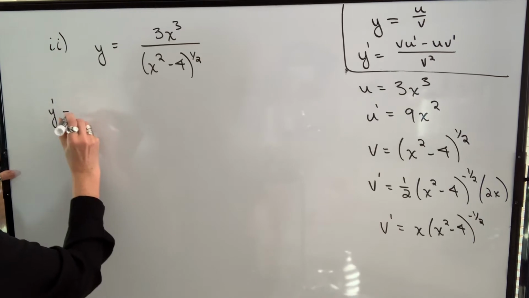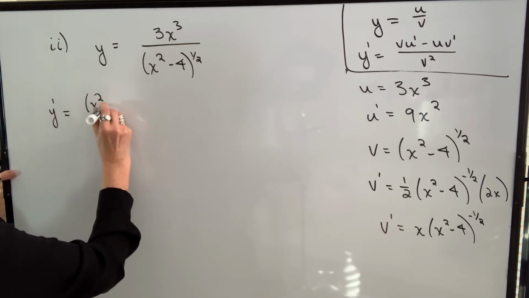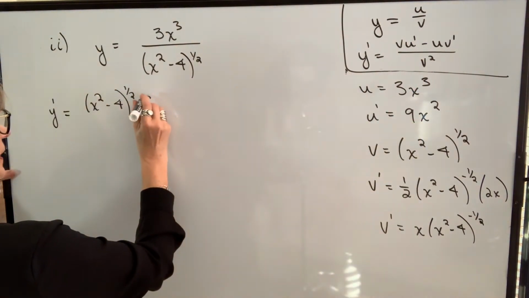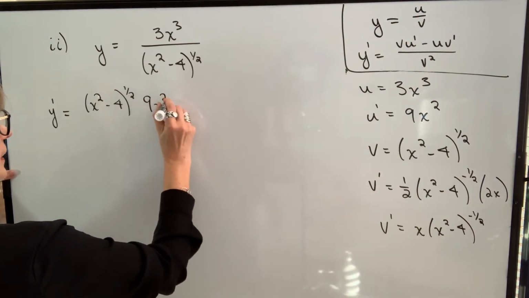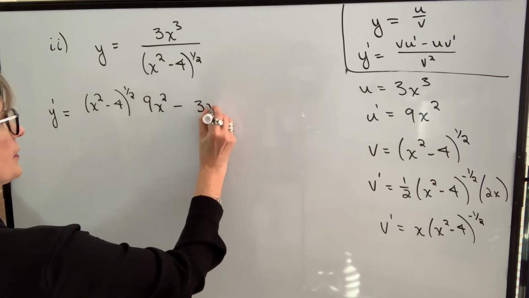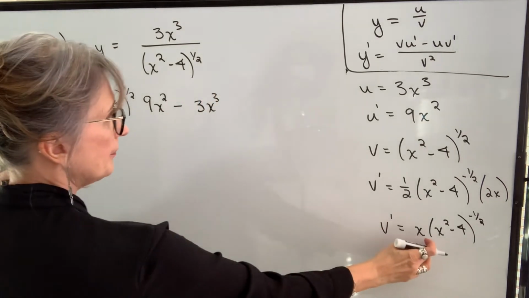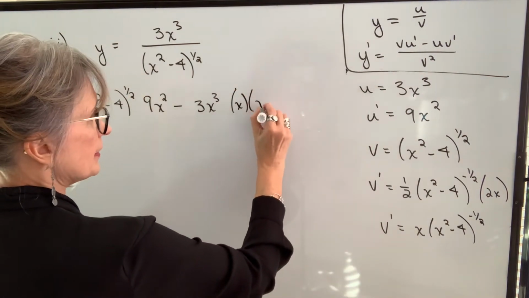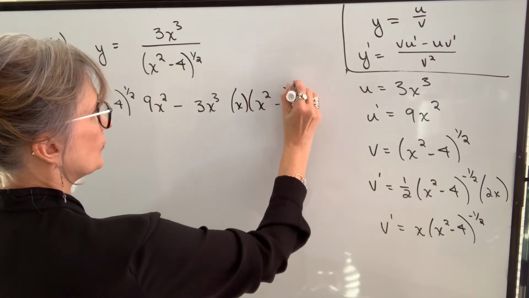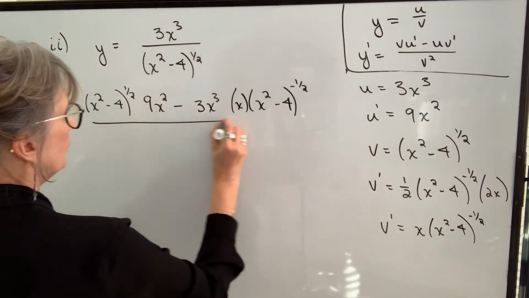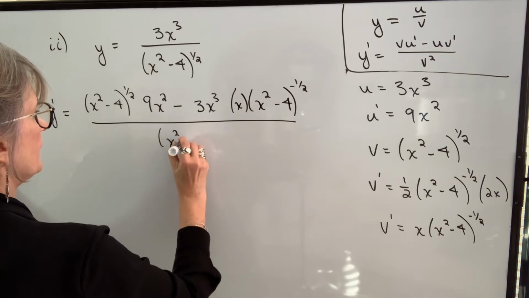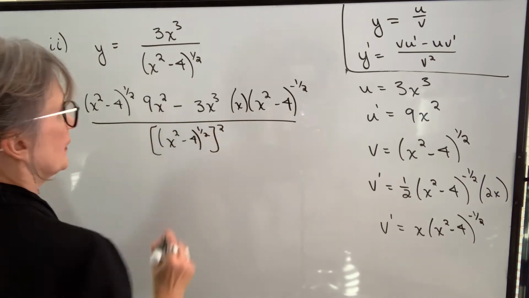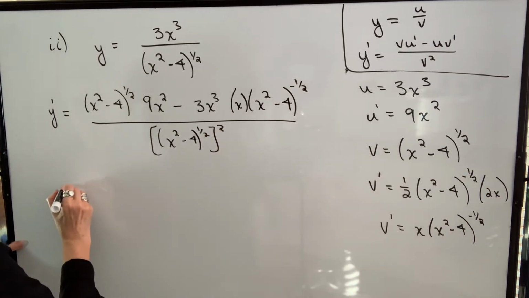So the derivative will be equal to v, which is x squared minus 4 to the 1/2, times u prime, which is 9x squared, minus u, which is 3x cubed, times v prime, which is x times x squared minus 4 to the negative 1/2, all over the denominator, or v squared. So I'm just going to clean this up a little bit.